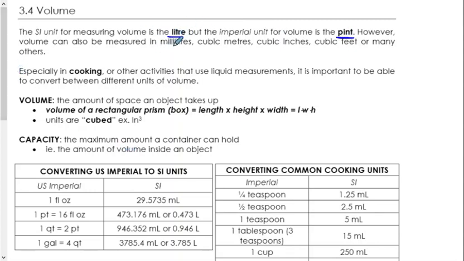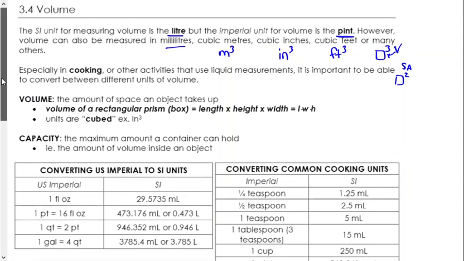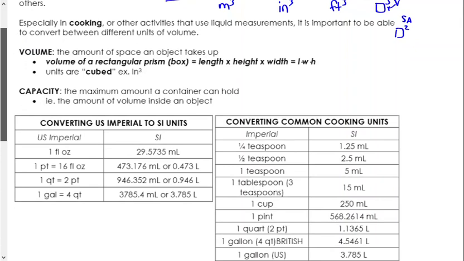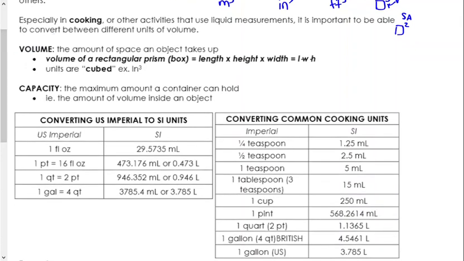But volume can also be measured in milliliters, cubic meters, so meters cubed, cubic inches, so inches cubed, and cubic feet, so feet cubed. So anytime you have volume, it's going to be whatever your units are, and then those units are going to be cubed. Just like how whenever we had surface area, our units were always squared, volume, our units are always going to be cubed. Now, you'll see lots of volume measurements in things like cooking or other activities that end up using liquid.